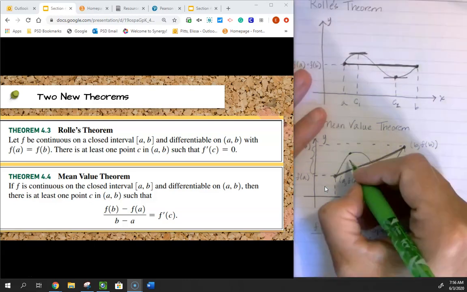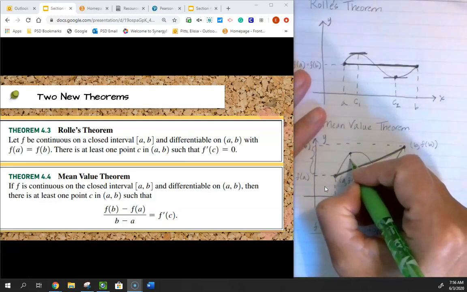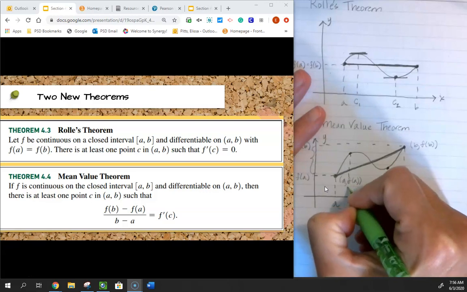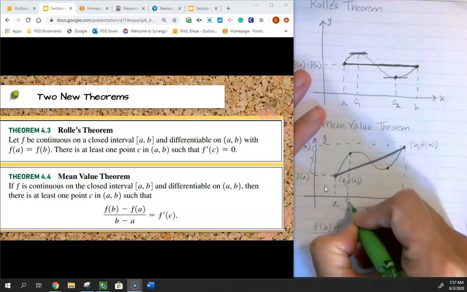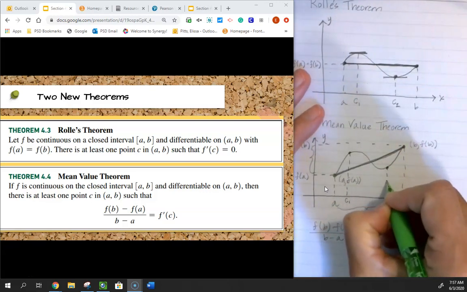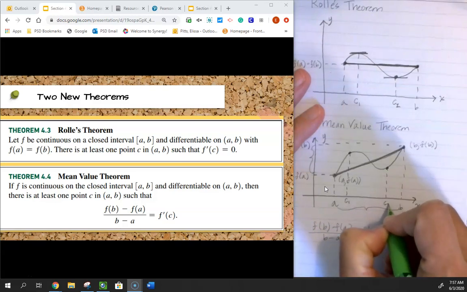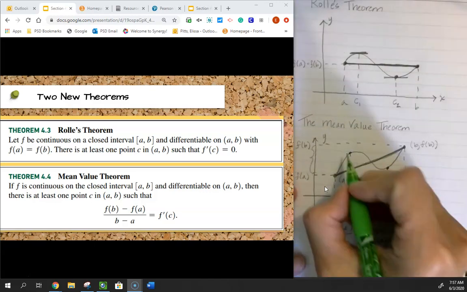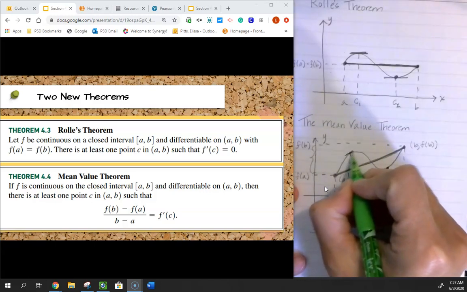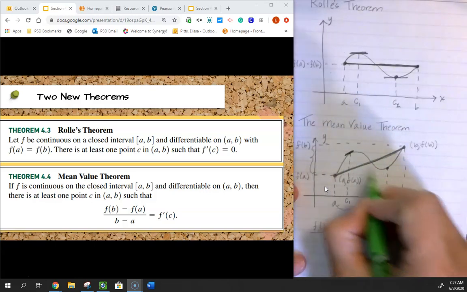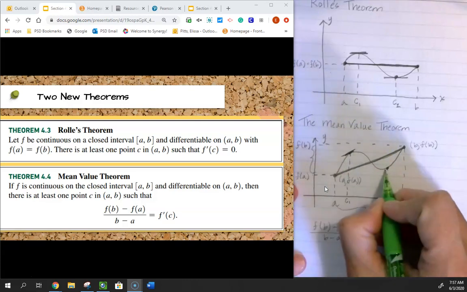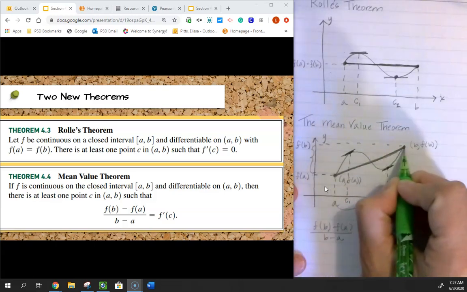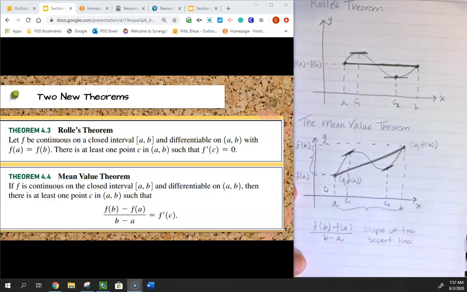Again, this one has two, but there could be many. There could just be one. But the mean value theorem says there exists at least one. So at those two places, c1 and c2, the slope of the tangent line there is equal to the slope of the secant line between those two points, between the endpoints.